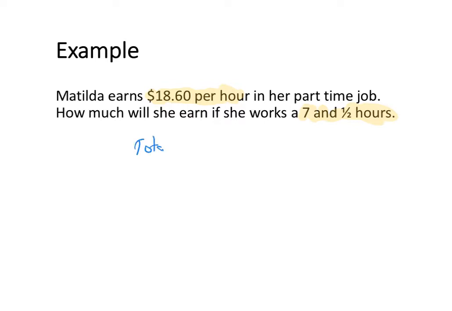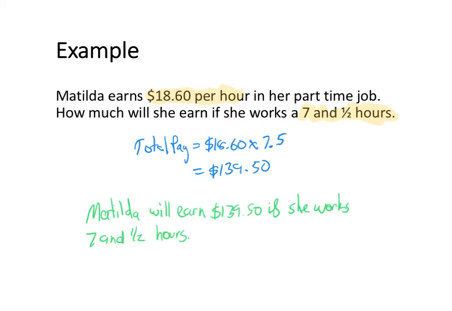Total pay is going to equal $18.60 times 7.5. And that is equal to $139.50. So because our question is in words, again, our answer should be in words as well. So Matilda will earn $139.50 if she works 7.5 hours. So there are a couple of examples involving the calculations of rates using a pay rate or dollar per hour rate.